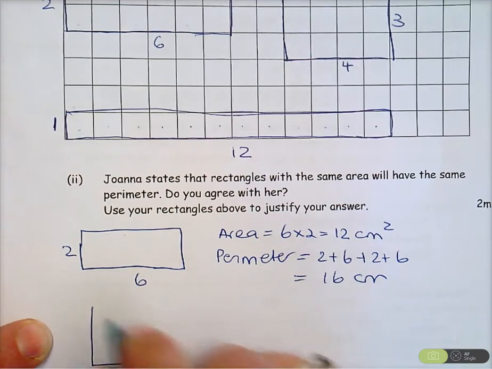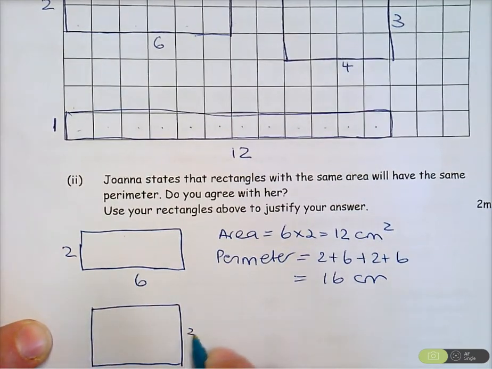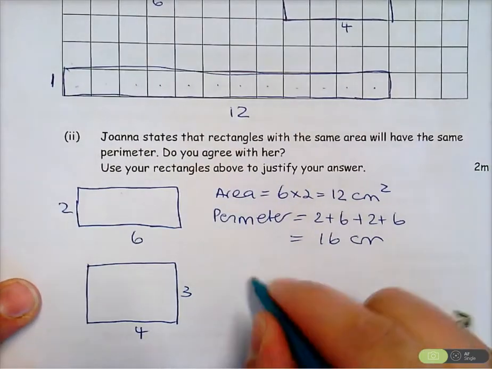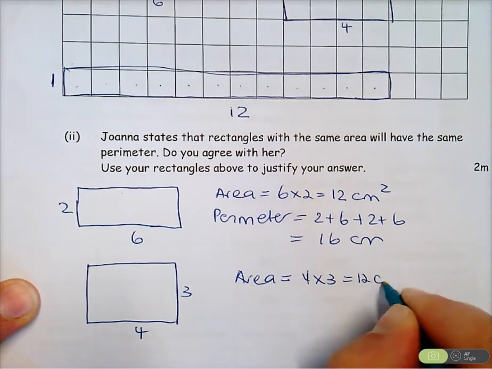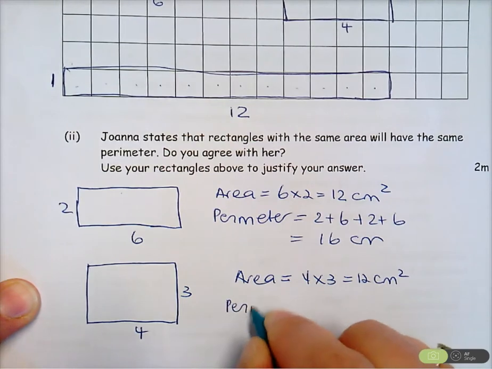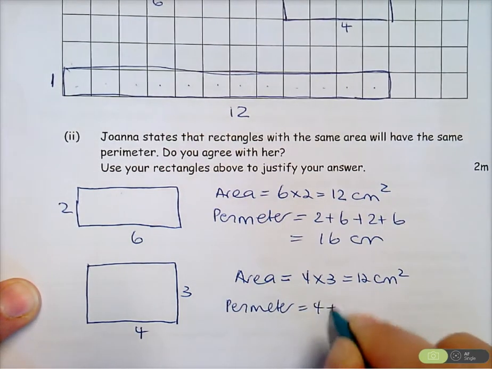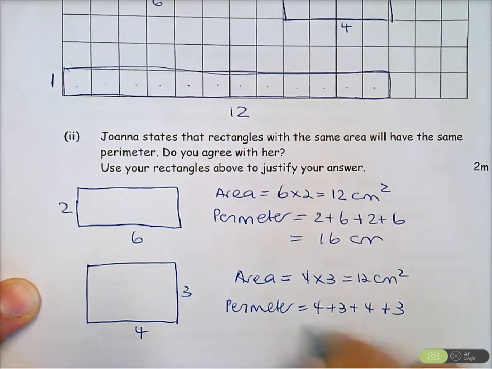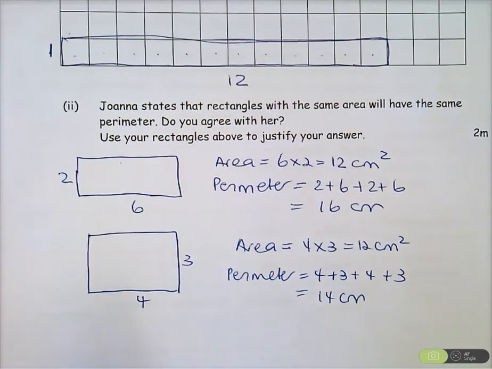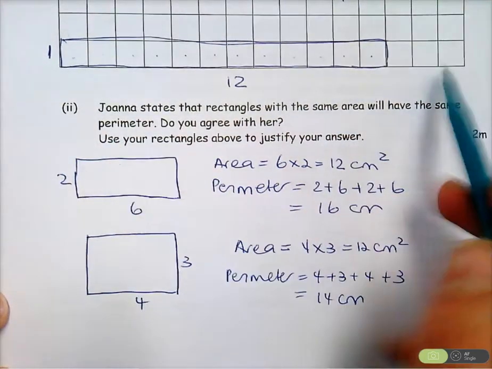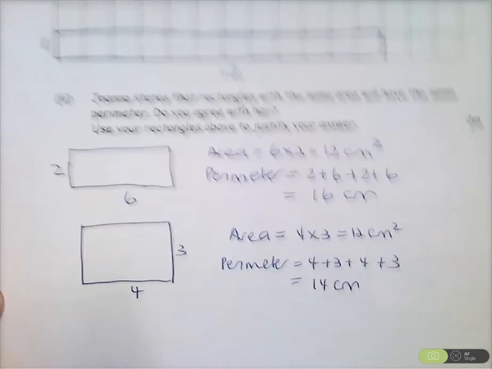Then you might want to draw another one here, your 4 times 3 rectangle, and you can say, well, the area of this one is 4 times 3, which is 12 centimetres squared, but the perimeter is 4 plus 3 plus 4 plus 3, which is 14 centimetres. You could also do the 12 times 1 as well if you wanted, but we don't have to. The 12 times 1 rectangle will have a perimeter of 26. So they're all different.